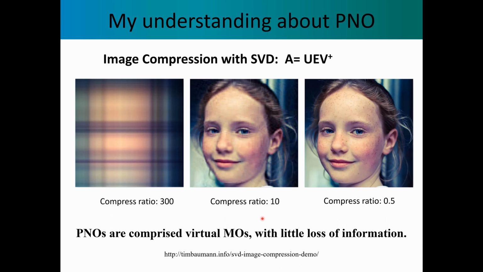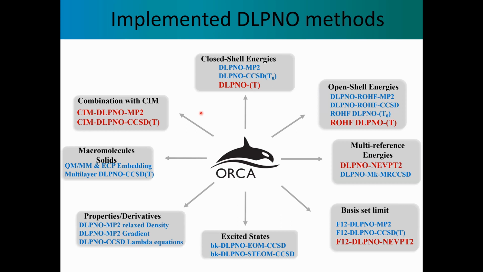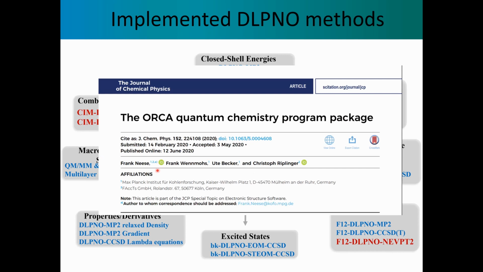Up to now, maybe the method list here is out of date. We already have a lot of DLPNO methods for single reference, multi-reference, as well as excited states, and some multi-layer methods as well. And most recently, I developed the DLPNO-PD2F12, and it will be released in the next ORCA. But today, I'm going to introduce the DLPNO-(T) for closed shell and open shell. Most recently, Frank wrote a historical review paper about the ORCA package. For people who are curious about why ORCA is called ORCA, you can find the answer in this paper.